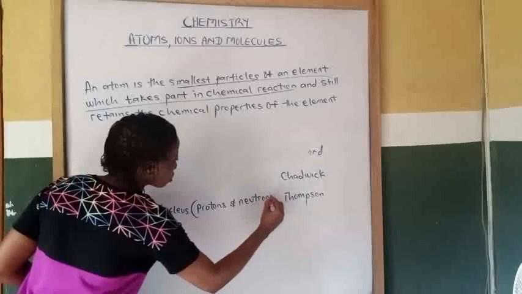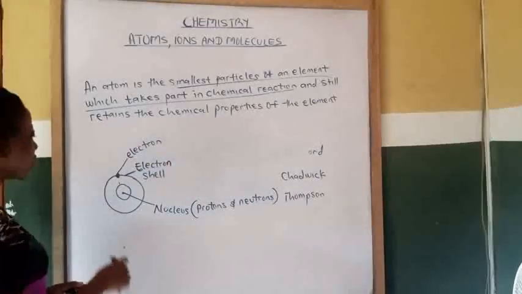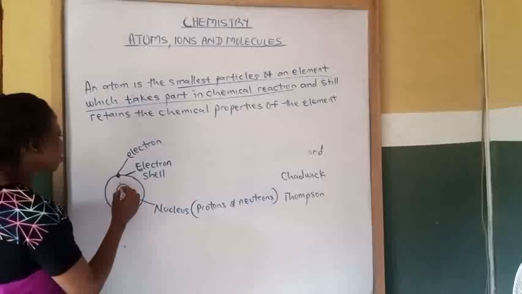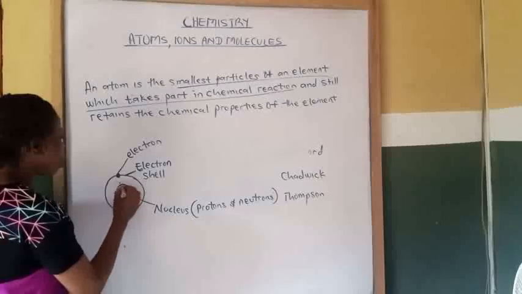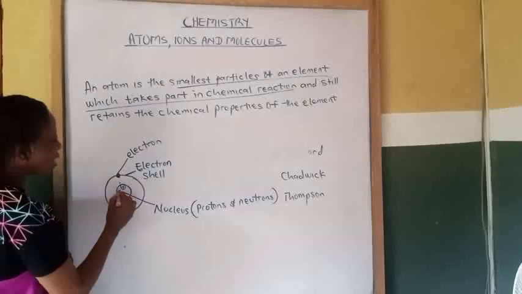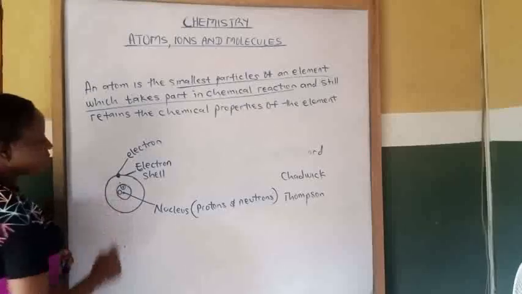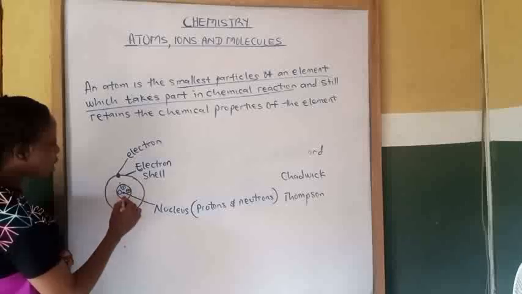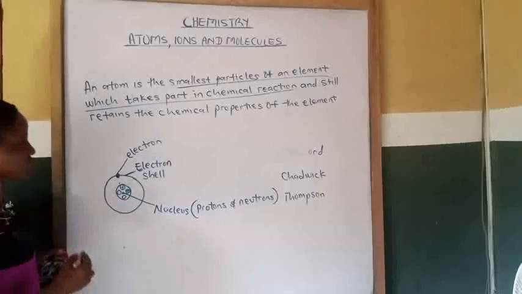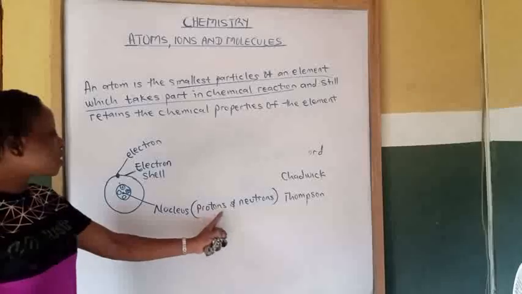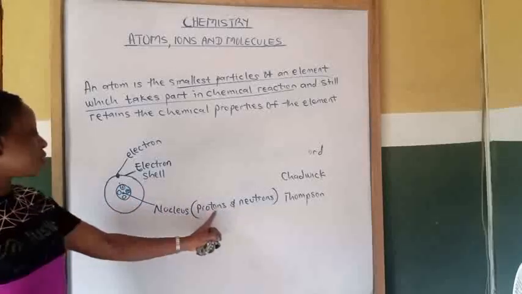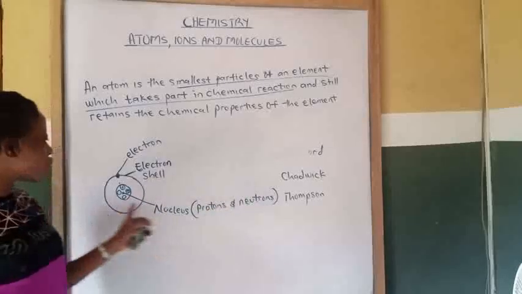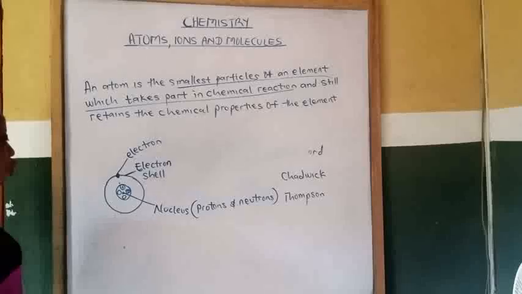Neutrons. So we have protons and neutrons inside the nucleus of an atom. The proton is positively charged, while the electron is... neutral? Electron is neutral, that is, it has no charge. So we have positive charge and neutral. The proton carries positive charge, while the neutron is neutral, that is, it has no charge.